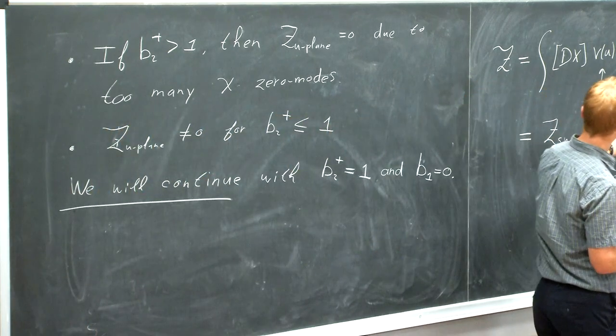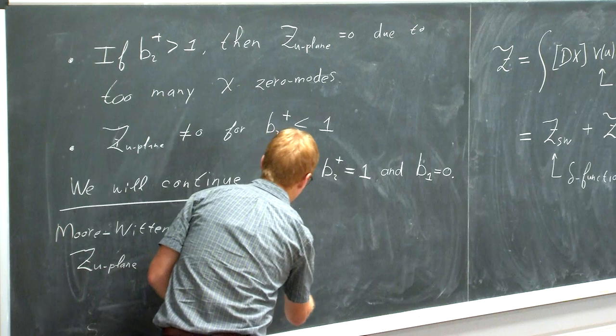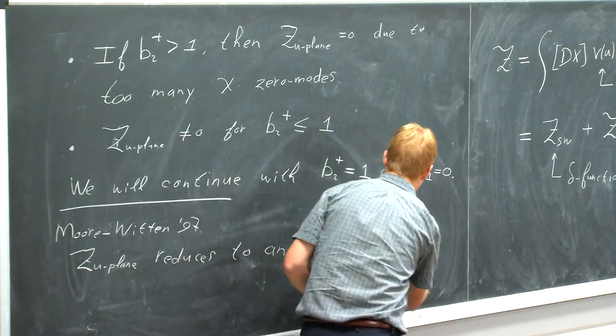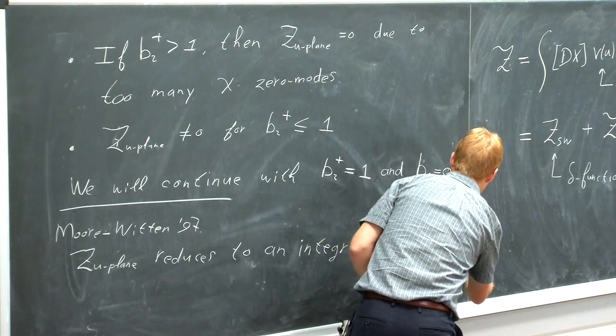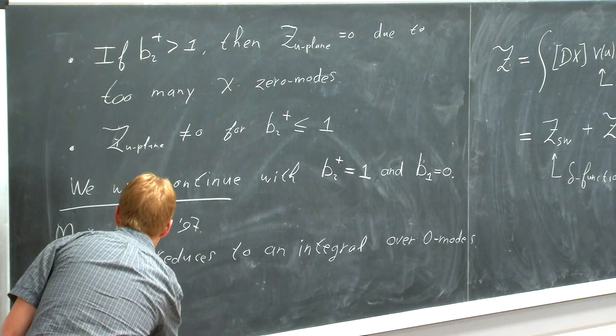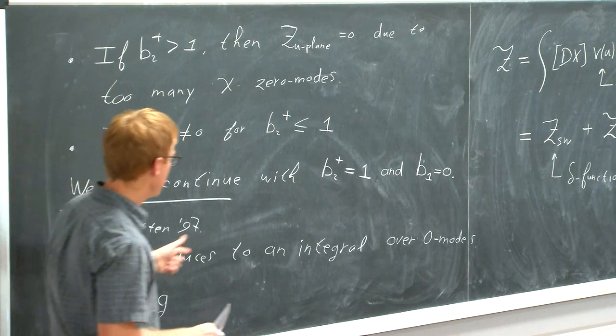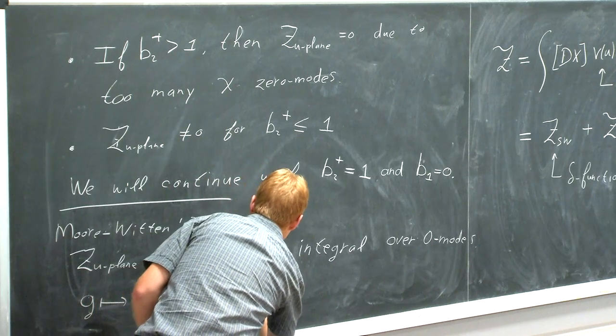So we are aiming to determine the full path integral of this theory on the U-plane, and there is quite a beautiful analysis of what is actually contributing to this integral. Let me give the reference for this. This is the paper by Moore and Witten from '97, that the U-plane integral reduces to an integral over the zero modes of the fields. They argue this by taking a limit of the metric, sending the metric g to t squared times g, and using that the theory is topological. And then it turns out that only the zero modes survive this limit.